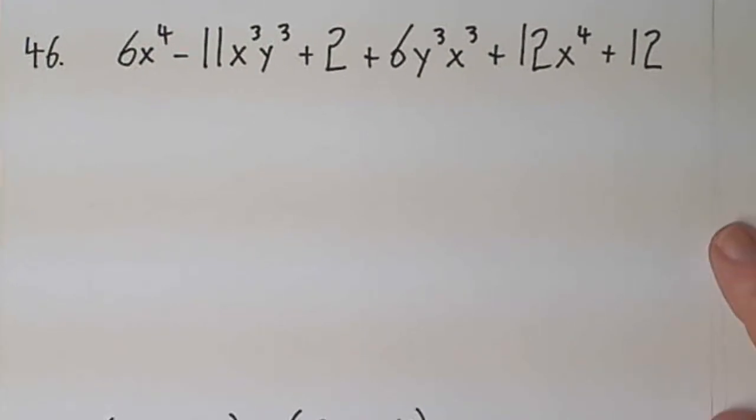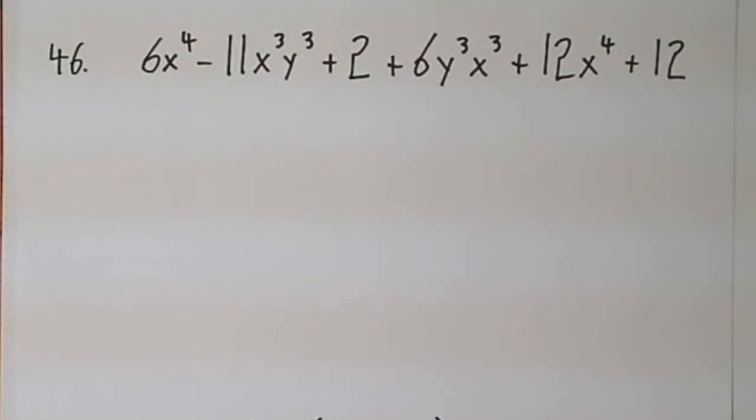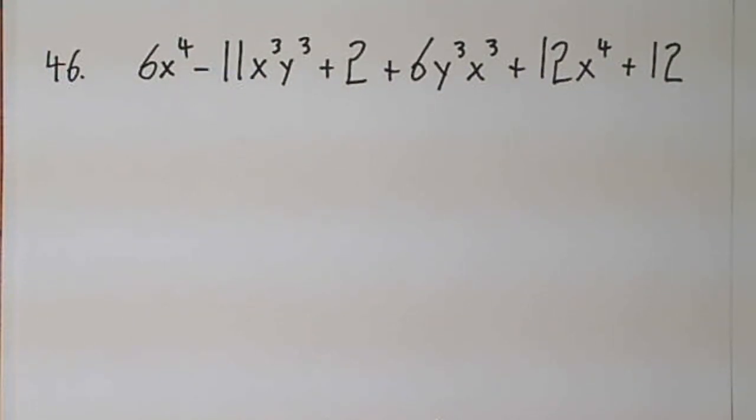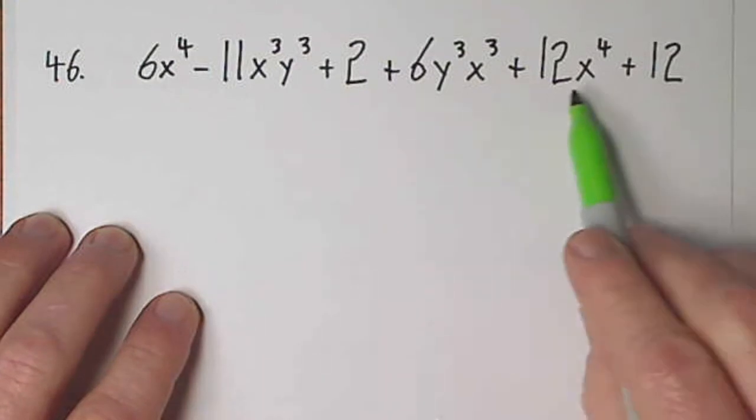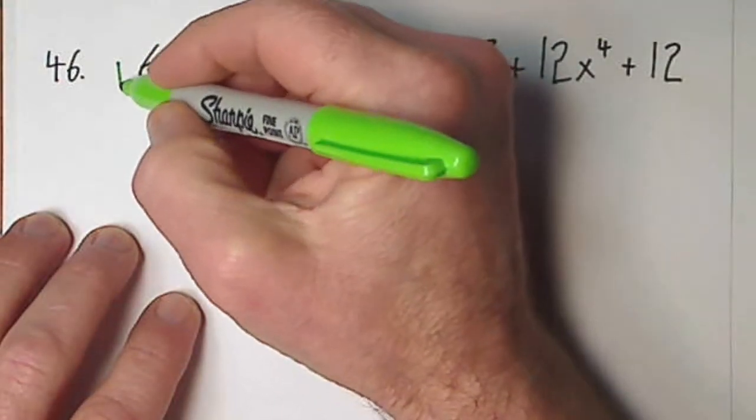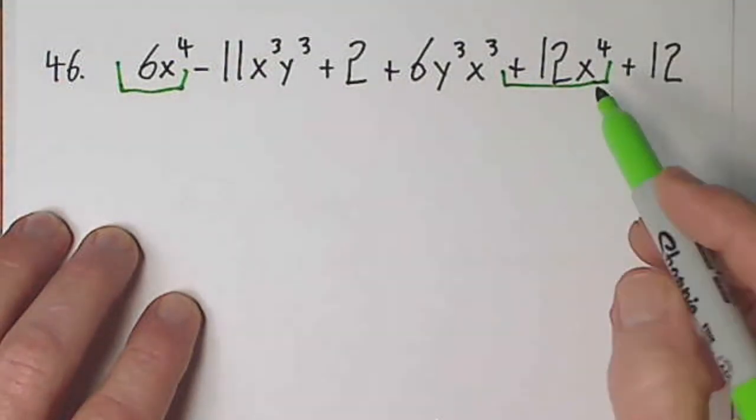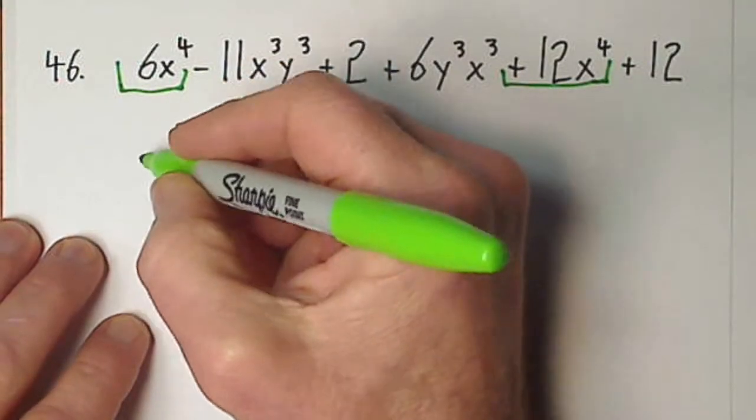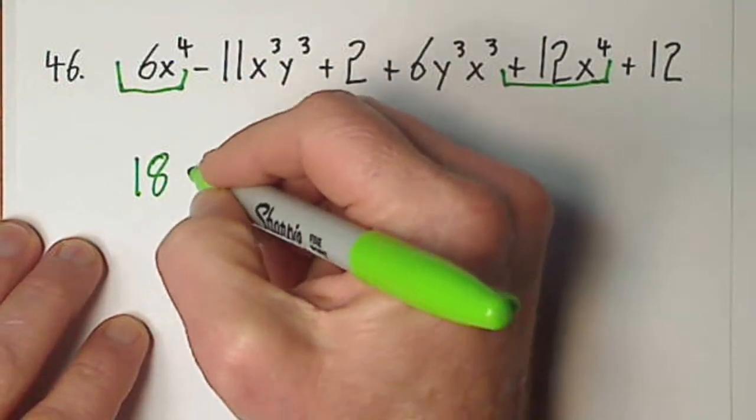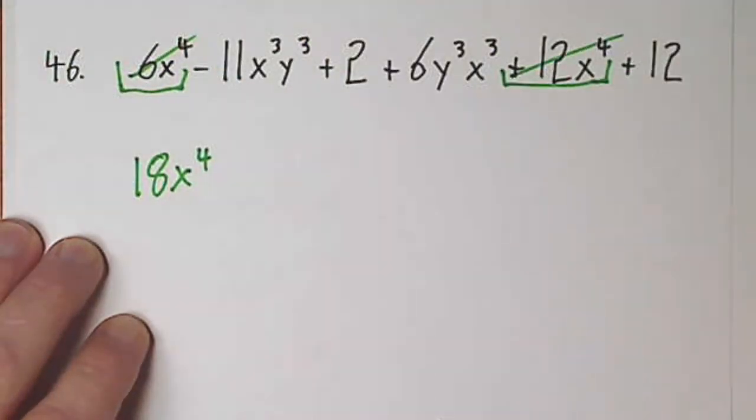46, there's a fair bit going on in this one. But again, it's just combining like terms, so as long as you have the same variable and exponent, you simply combine your like terms. Alright, we have x to the fourth here, and looking across you have an x to the fourth here, so that's positive. This one is positive, so when we combine those, we get 18x to the fourth. Okay, and I've used that up, so maybe I'll cross it out.